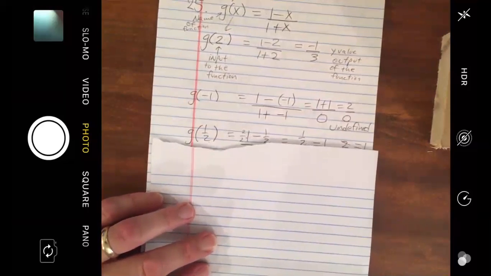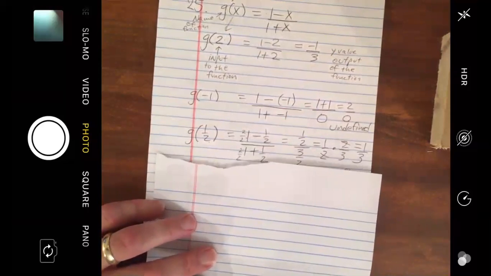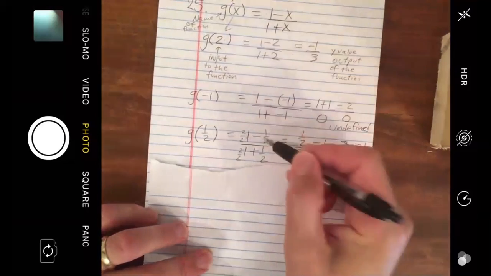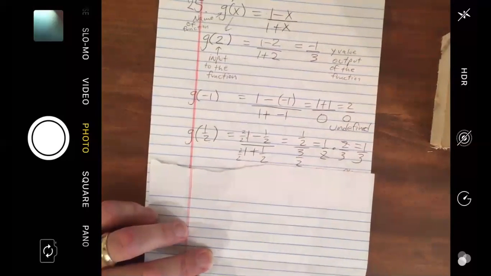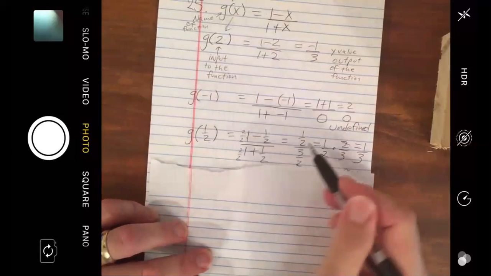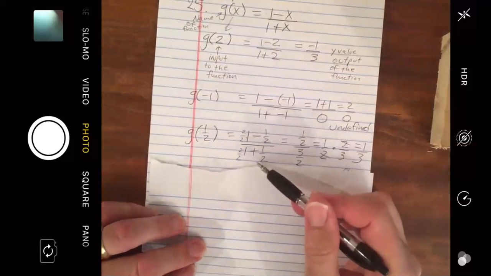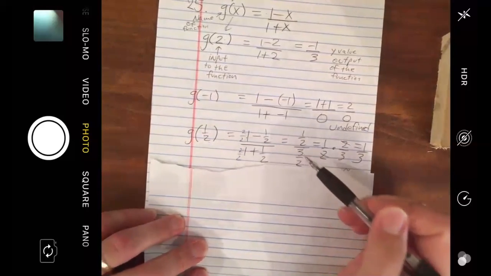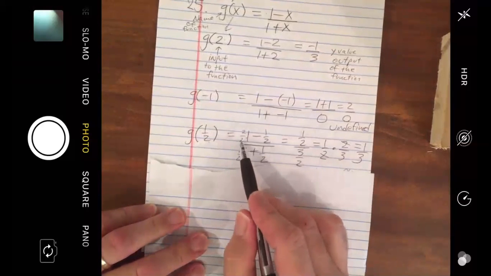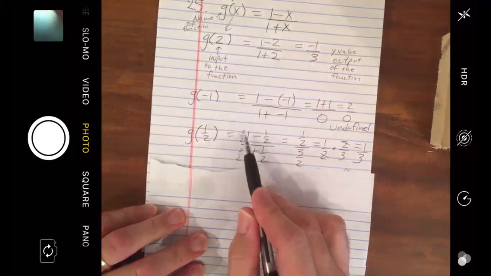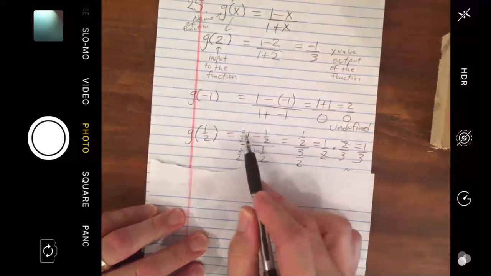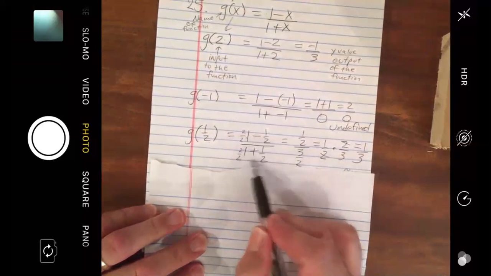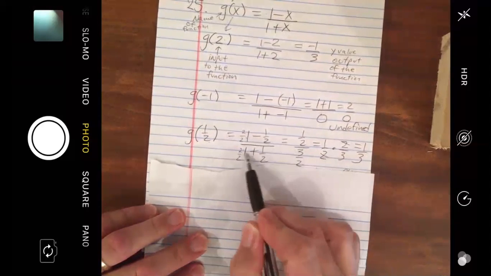Finally, a half. Same thing, we'll put in a half for the X. 1 minus a half over 1 plus a half. You can almost do it in your head. 1 minus a half would be a half. 1 plus a half would be 1 1/2, which is 3 halves. You can do it with common denominators as well. 1 is 2 over 2. Common denominator is 2, stays the same across. 2 minus 1 is 1. 2 again stays the same across, and 2 plus 1 is 3.